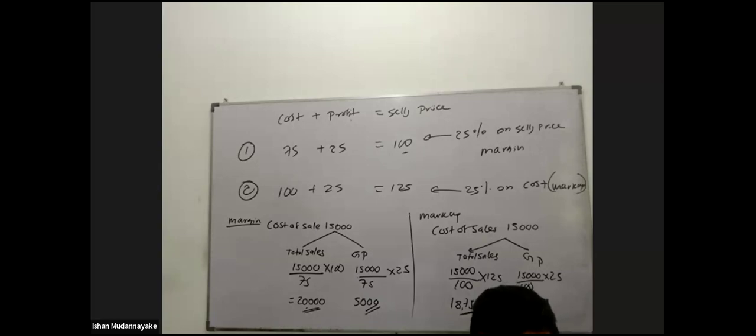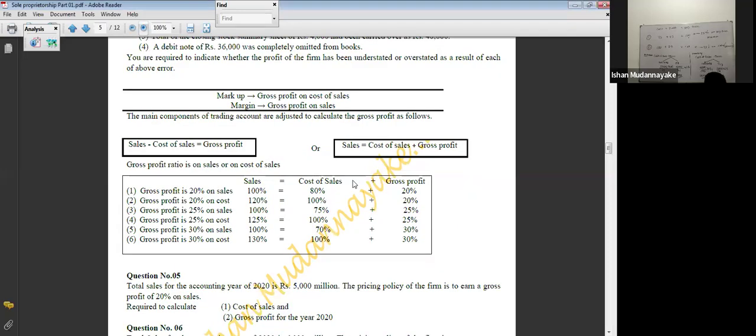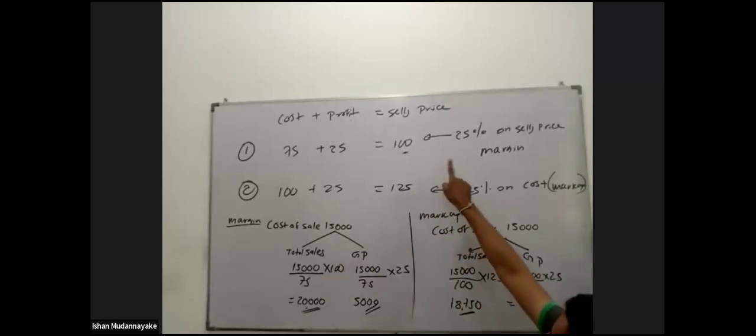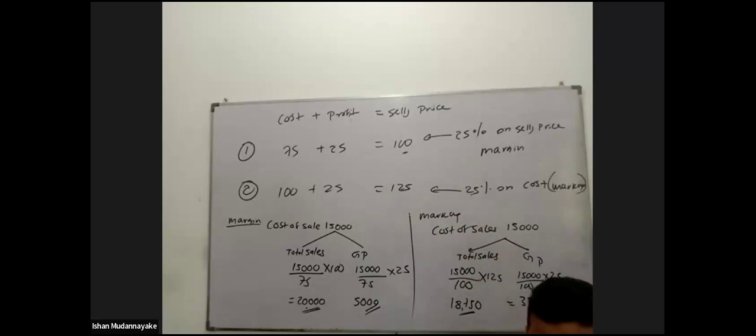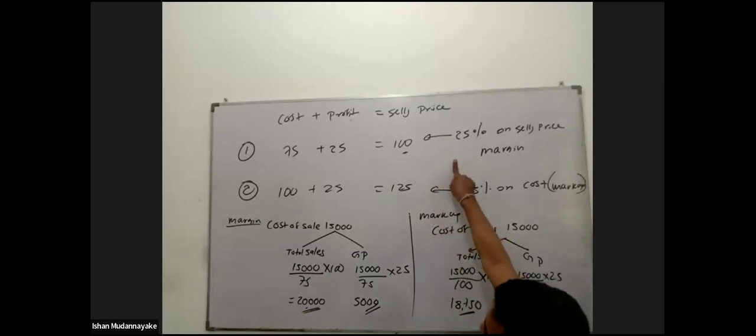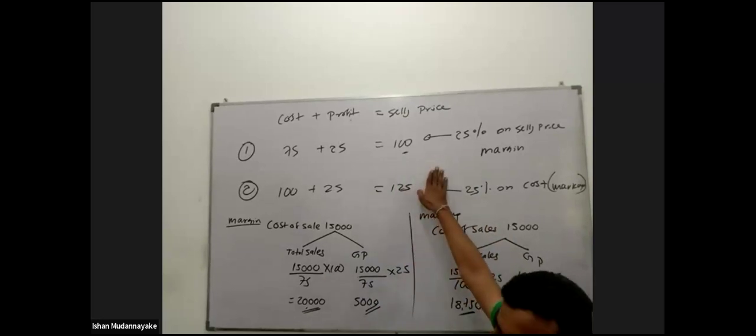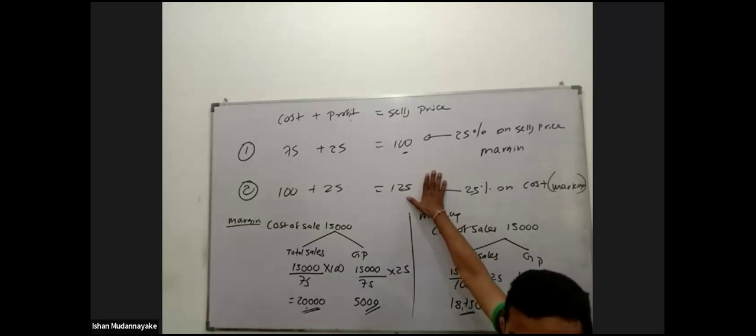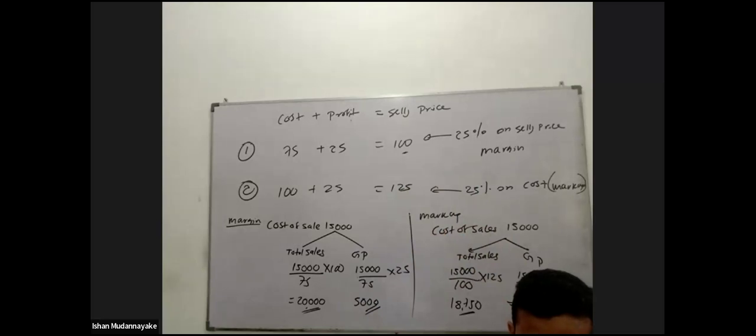Look at question number 5. For each of these questions, you need to first write down the profit calculation method of the business. Depending on the pricing policy of the business organization, you need to first write down the method of price calculation for each and every question.